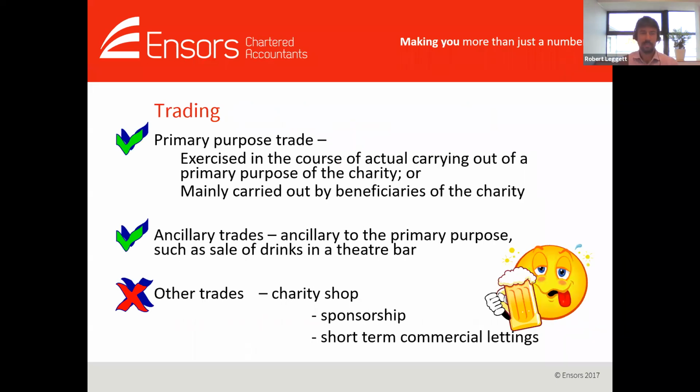And so we can summarize this here. And I think with those non-primary purpose activities, we'll look at some of these in more detail further on, but there are all sorts there that we run into difficulties with. So we see charity shops, which are selling various goods, raising money, but they're not actually primary purpose as such. Various types of sponsorship income might be trading. Short-term commercial lettings as well could be trading income.